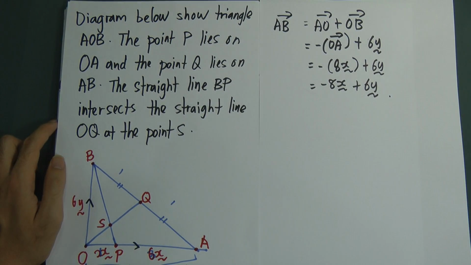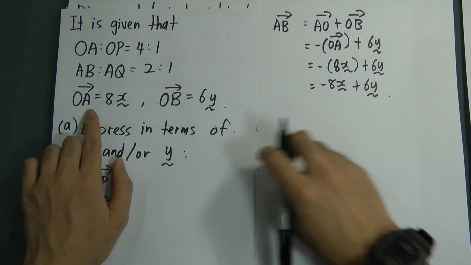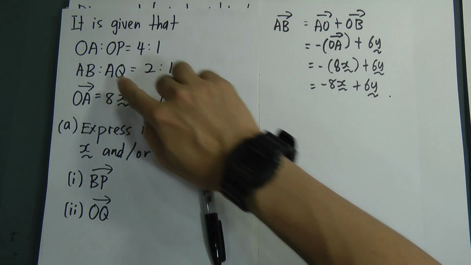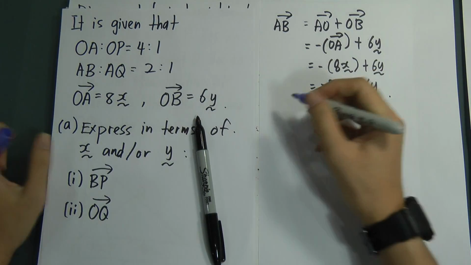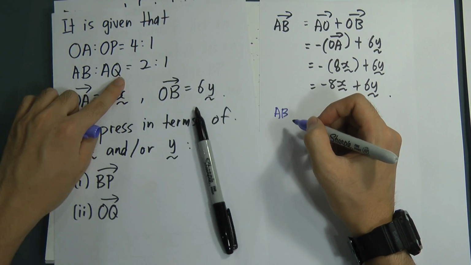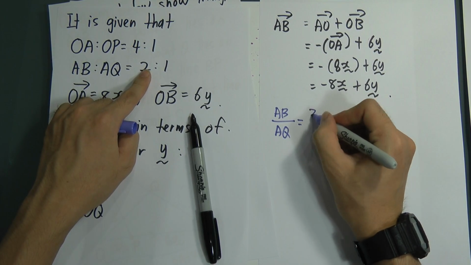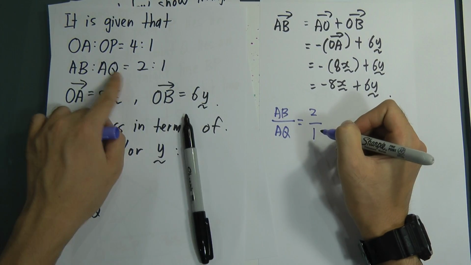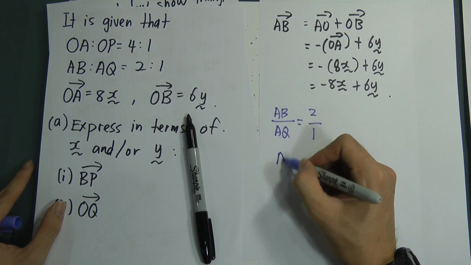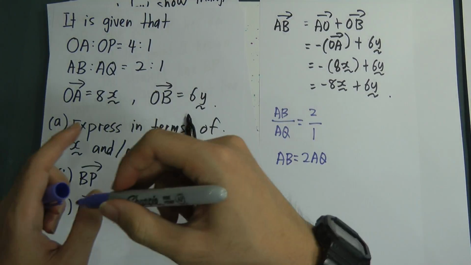So, from the information given, now we learn about this ratio thing. Let's say we want to find AQ. You can do what I did just now. This is AB ratio AQ, right? As a fraction form. AB equals 2, ratio 1, AQ equals 1. Then you cross multiply, you get AB equals 2AQ. Then you solve over here, you can easily get AQ.